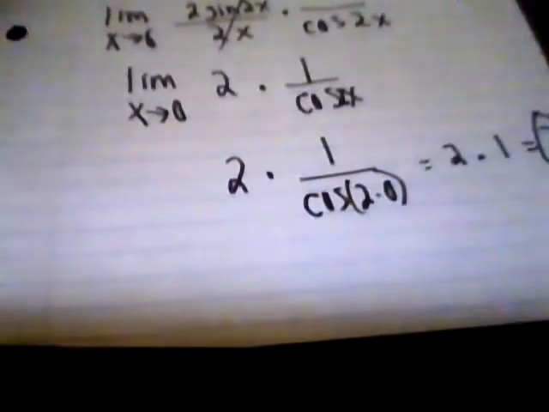Now we can finally plug in 0 again. Once we plug in 0, we have 2 times 1 over cosine of 2 times 0, which equals 2 times 1, which equals 2. That's how you solve the first problem, number 1.